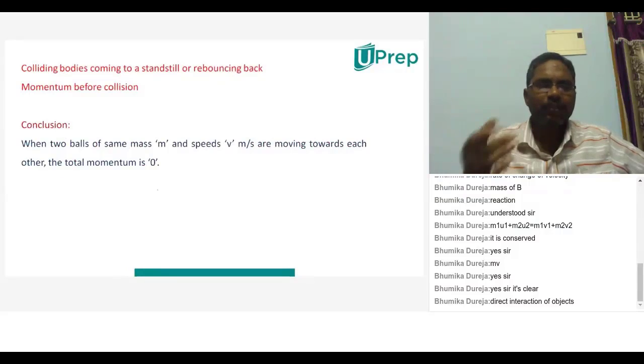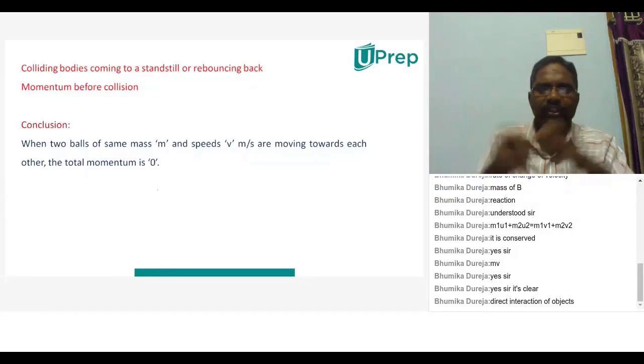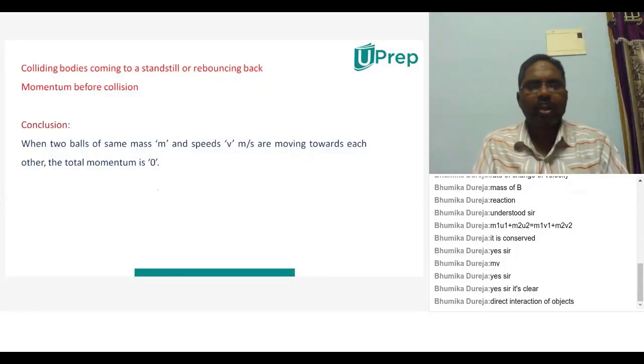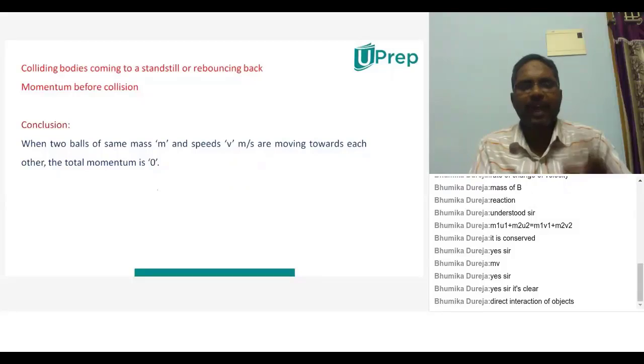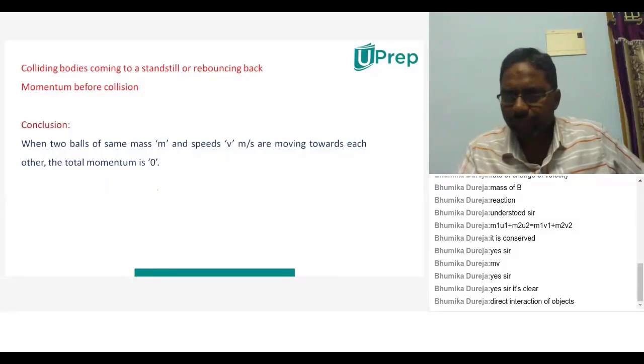And let us discuss about this only again. That means about collisions only we are going to learn today. And colliding bodies come to a standstill or rebound back, bouncing back. That means two objects are there.